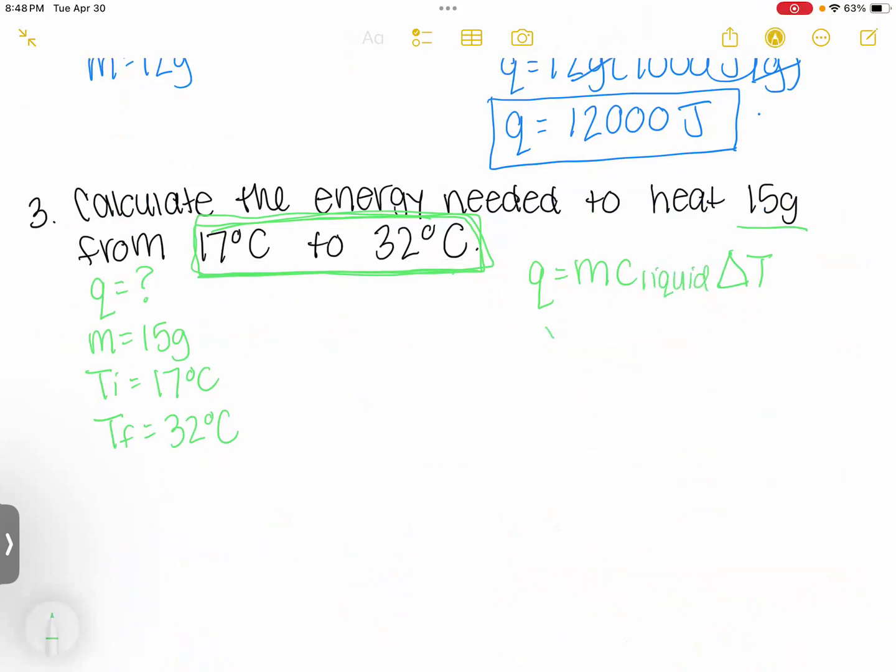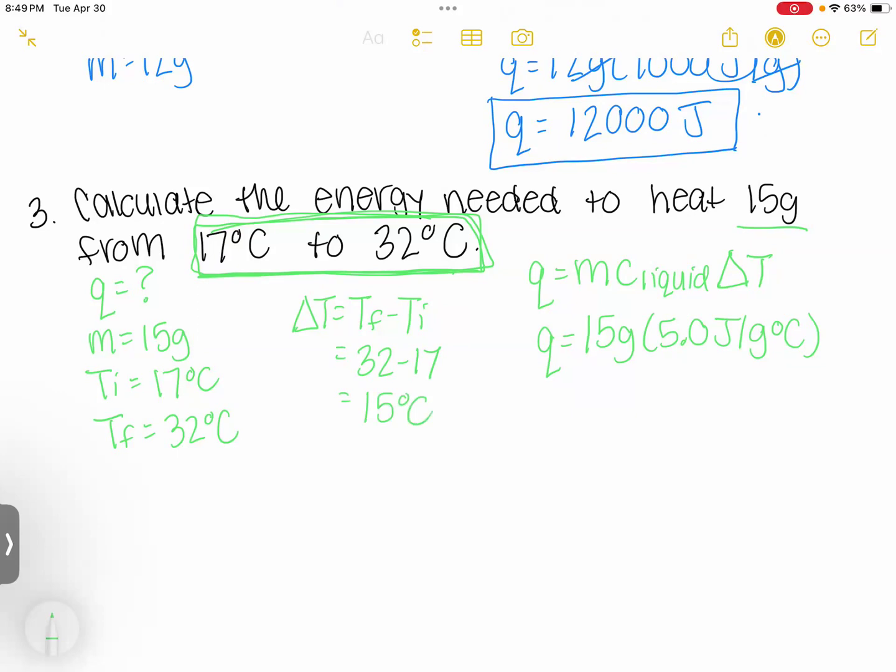From here, all you have to do is plug in your numbers and solve. Mass is 15 grams. Specific heat of the liquid was 5.0 joules per gram degree Celsius. And then lastly, we need to plug in our change in temperature by doing final minus initial. 32 degrees Celsius minus 17 degrees Celsius gives me a change in temperature of 15 degrees. If we were rounding to two significant figures, final answer 1100 joules of energy.